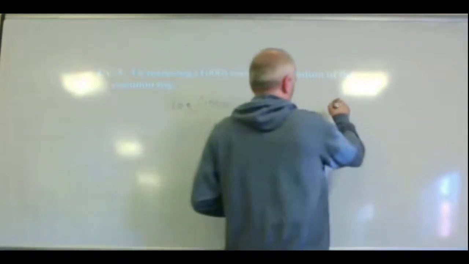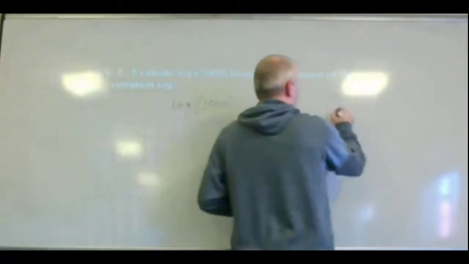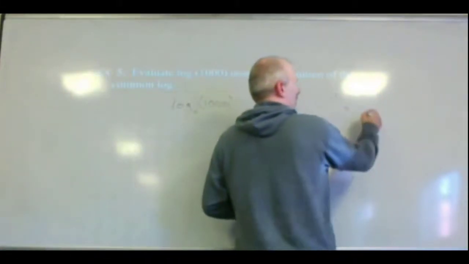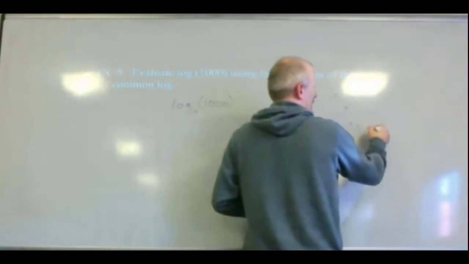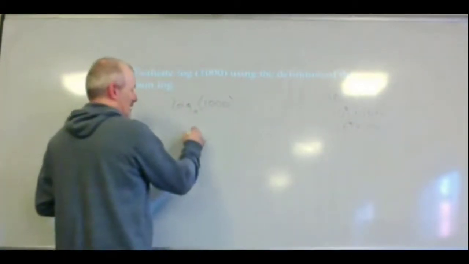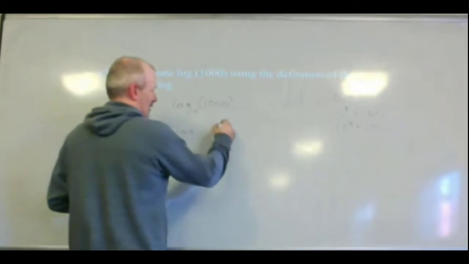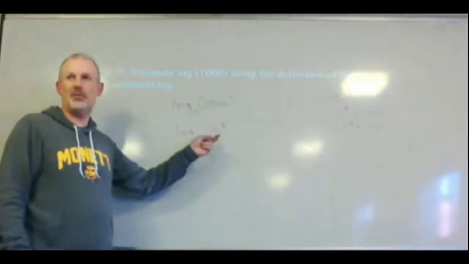Does anybody know? Well, let's see what we remember here. 10 to the first power is what? 10. 10 to the second power is what? 100. 10 to the third power is 1,000. And that's the one we've got here, right? 10 to the third power. So see if this makes sense. Does it make sense that I can replace the 1,000 with 10 cubed?